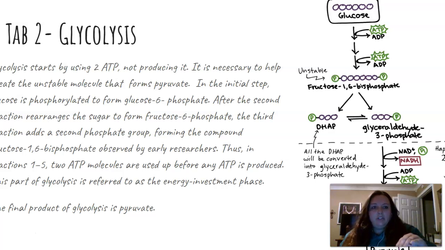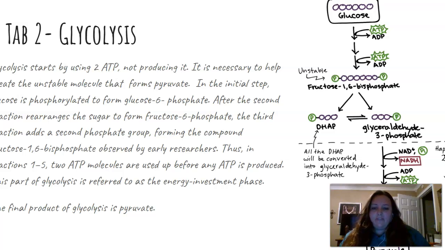Phosphorylated just means that it adds a phosphate to it, okay? After the second reaction, it rearranges the sugar to form fructose 6-phosphate. Fructose is a type of sugar. The third reaction adds a second phosphate group. What that does is form fructose 1,6-bisphosphate, as observed by early researchers.